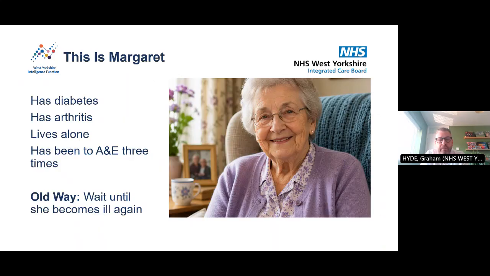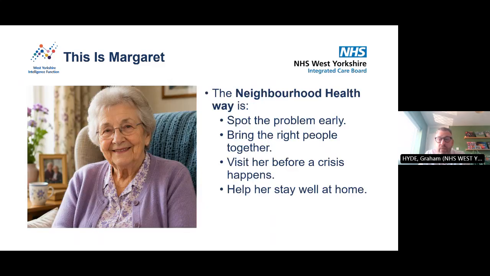So this is Margaret. Margaret has diabetes. She has arthritis. She lives alone. She's been to A&E 3 times so far this year, and she's 82 years old. The old way would be we just wait until she becomes poorly again. The neighbourhood health way is we spot the problem earlier, we bring the right people together around Margaret, we visit her before a crisis happens, and we help her stay well at home.